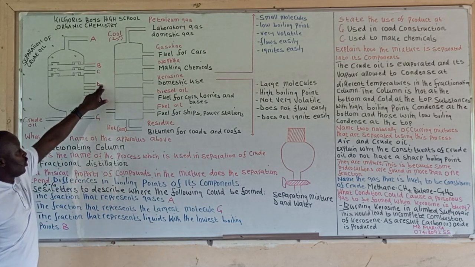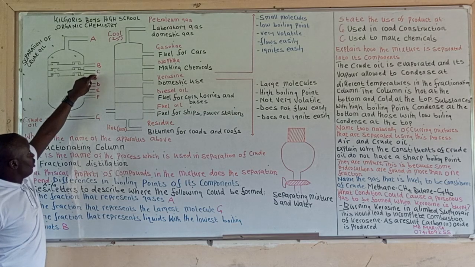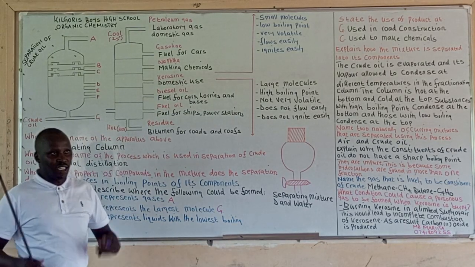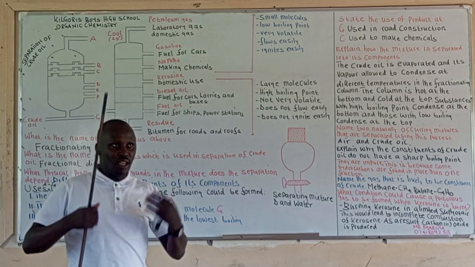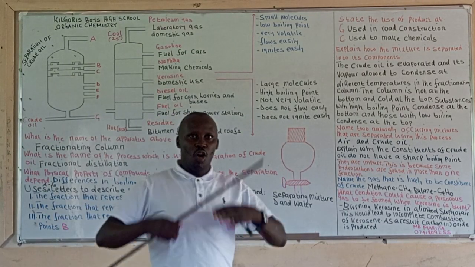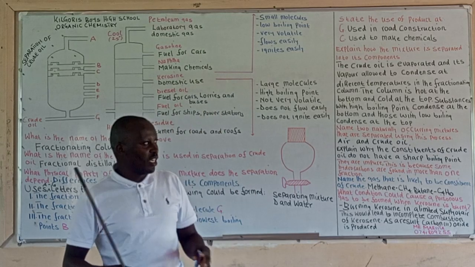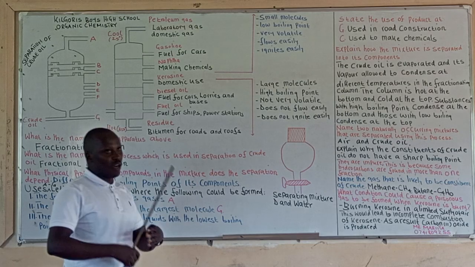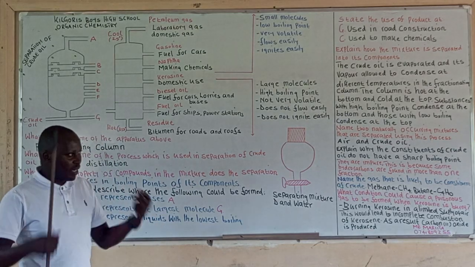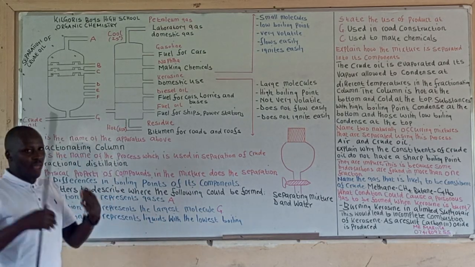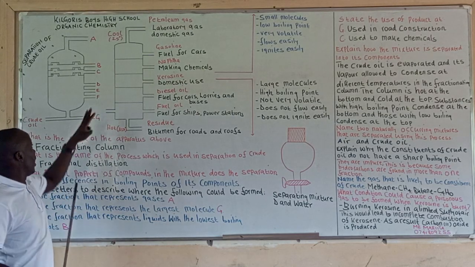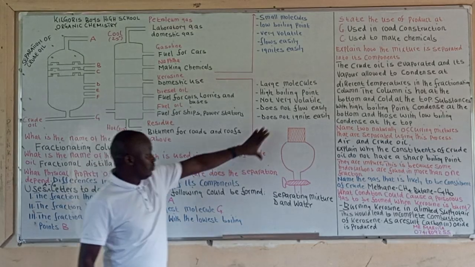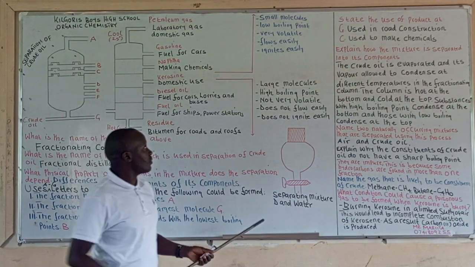A mixture of D and water. D, the fraction we are collecting here, is normally kerosene. And we know that kerosene and water do not mix, they form a heterogeneous mixture, or they form two layers. So in this case, a separating funnel is used to separate the mixture. If you are asked to draw an apparatus which can be used to separate a mixture of kerosene and water, we just draw a separating funnel like this one.